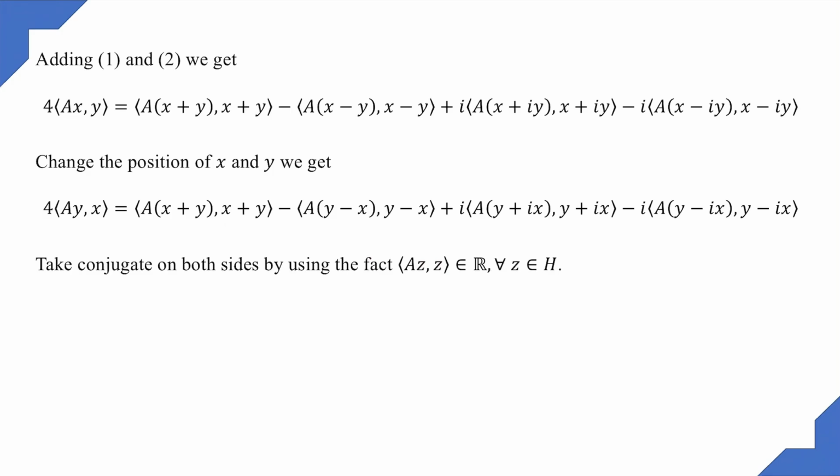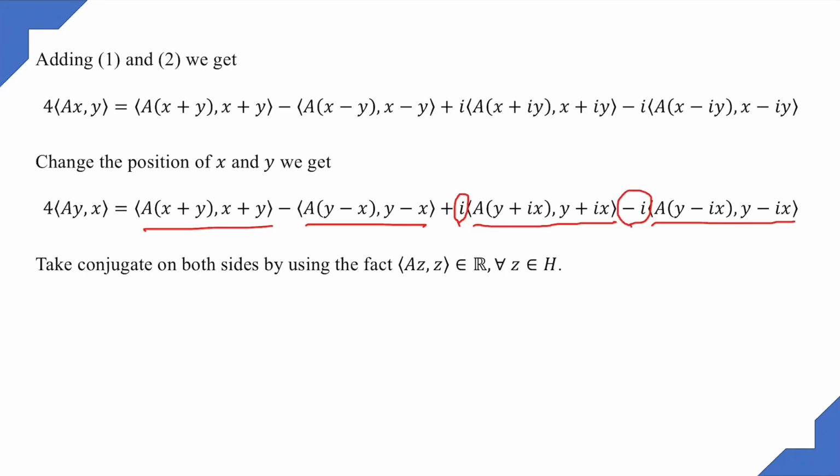So the first term is a real number and the second term is also a real number, because ⟨A(y−x), y−x⟩, take z as y minus x, is a real number. Similarly, inner product of A of y plus ix is a real number by taking z equal to y plus ix, but together with this we have an i here, it is a complex number, but this inner product is a real number. Similarly, in the last term also, inner product of A of y minus ix is a real number. Together with that we have a minus i here.